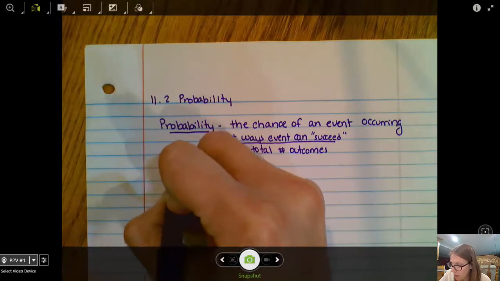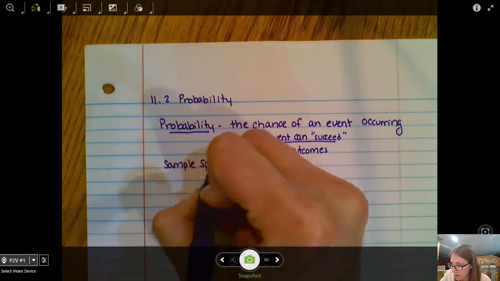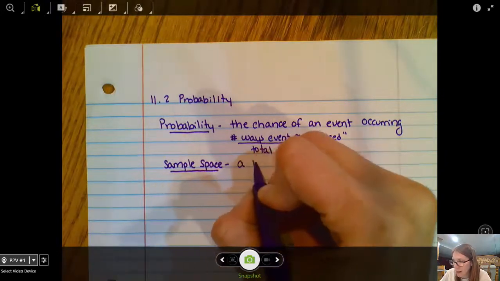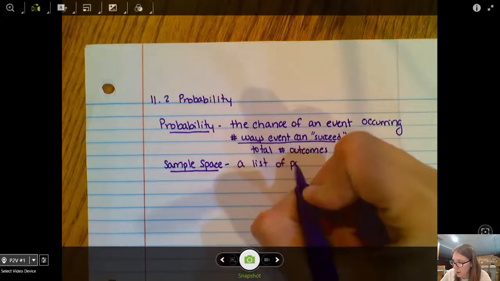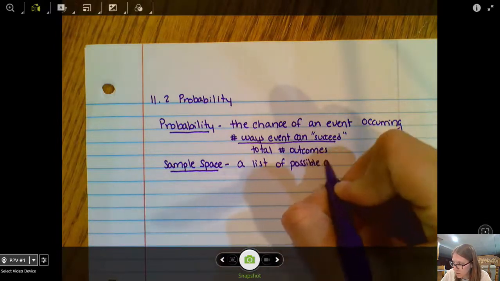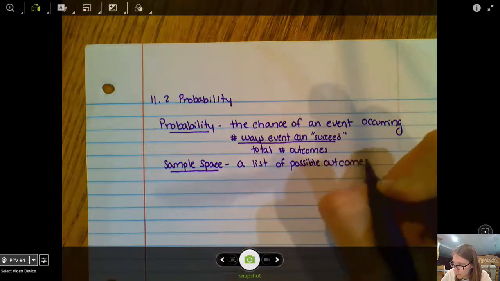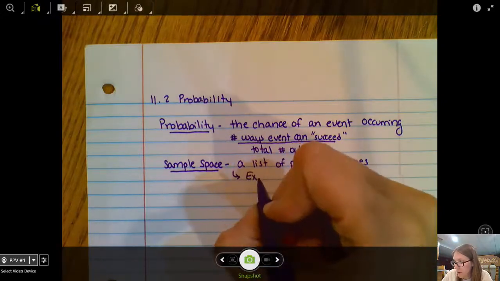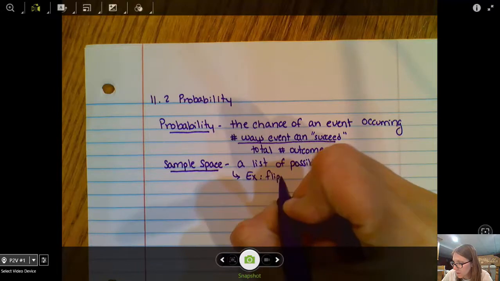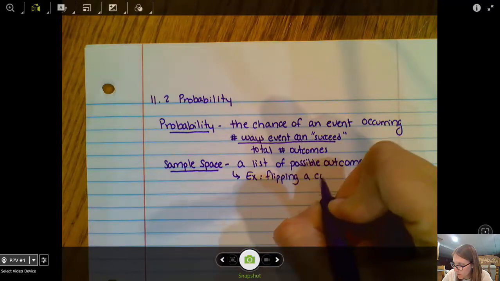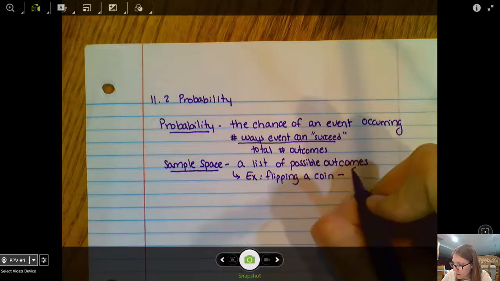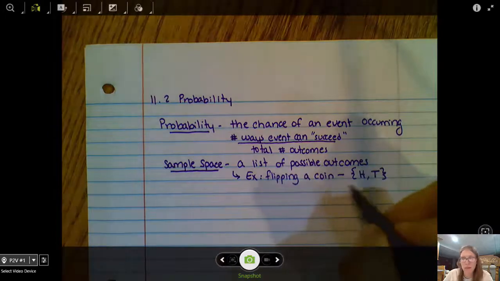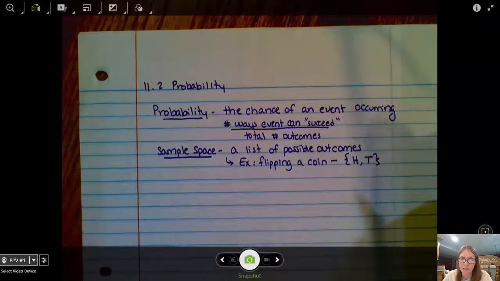Another vocab word that goes along with probability is called sample space. And that is a list of possible outcomes. So for example, if we were flipping a coin, the sample space would look like this: H and T for heads and tails. And for the sample space, we always use these curly brackets on the sides.